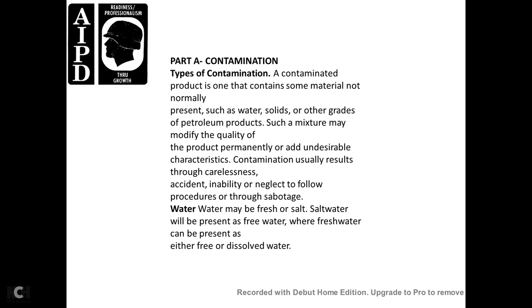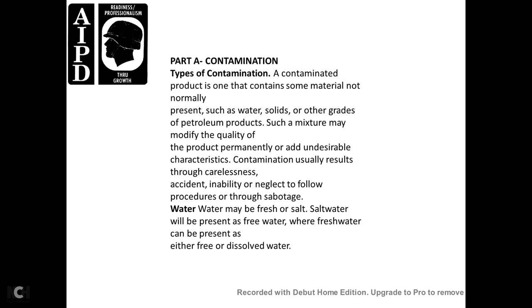Lesson 4: Contamination, Quality, and Insurance. Part A: Contamination. Type A: A contaminated product is one that contains some material not normally present, such as water, solids, and other grades of petroleum products, which modifies the quality of the product with permanent or undesirable characteristics. Contamination usually results through carelessness, accident, inability to follow procedure, neglect, or sabotage.